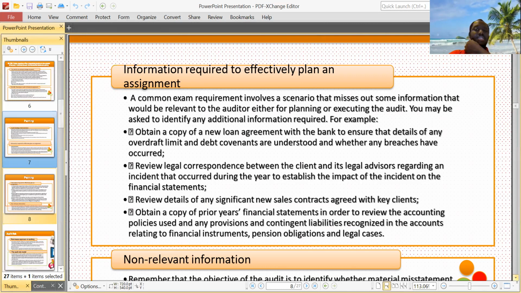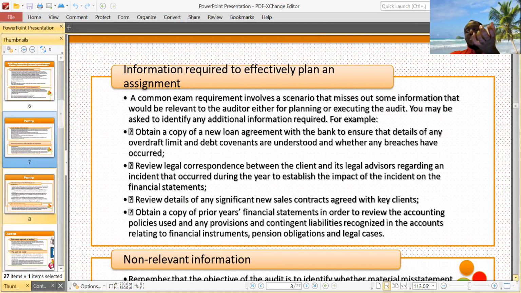So what are some of the things that you need to effectively plan an assignment? A common exam requirement involves a scenario that misses out some information that will be relevant to the auditor, either for planning or executing the audit. You may be asked to identify any additional information required. For example, obtain a copy of a new loan agreement with the bank to ensure details of any overdraft limits.